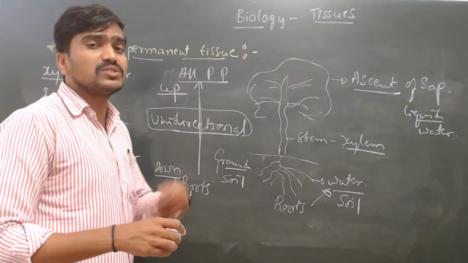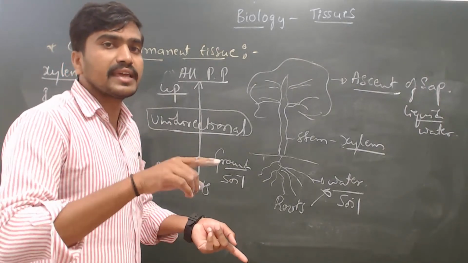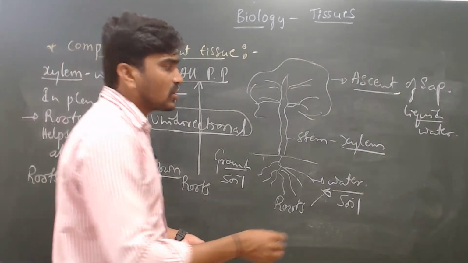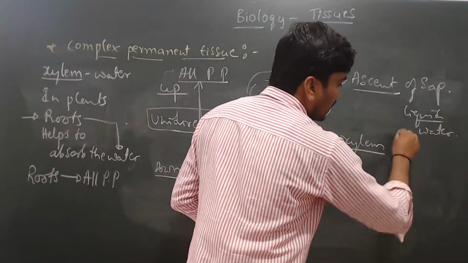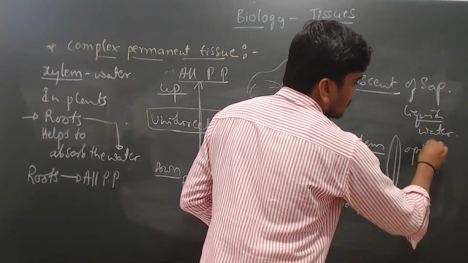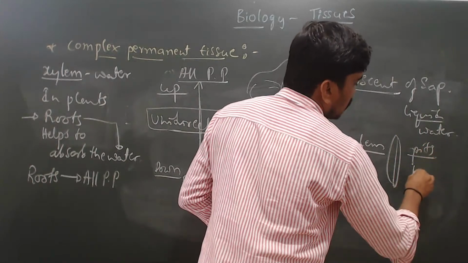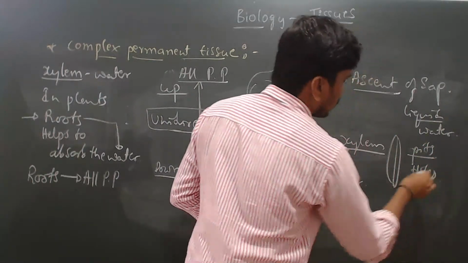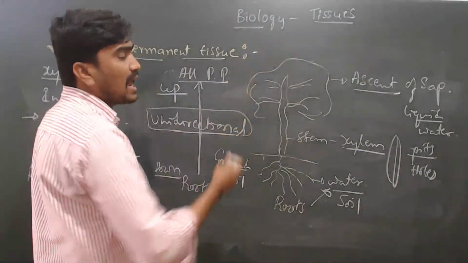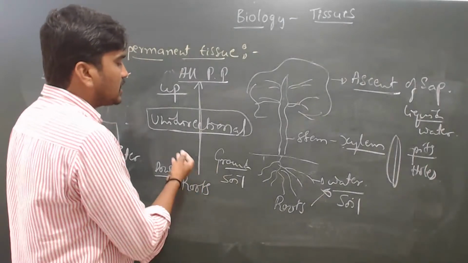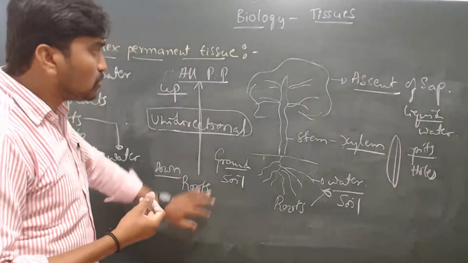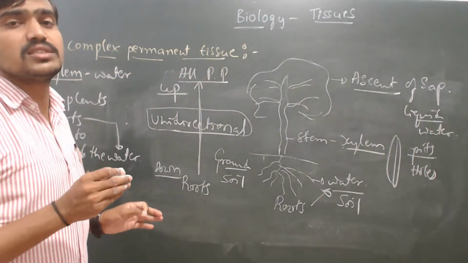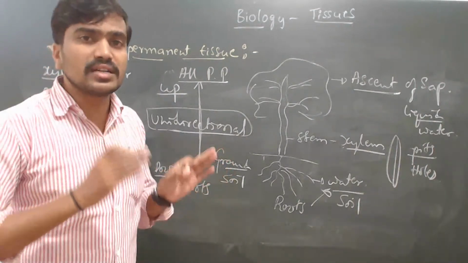From those four components, which two help to conduct the water? Tracheids and vessels. Why? Because, as I said just now, tracheids and vessels are long, elongated structures that contain pits. These pits are nothing but holes that easily transport the water from roots to all parts of the plant. In which direction? Unidirectional, from down to upward. This is about a water conducting tissue.